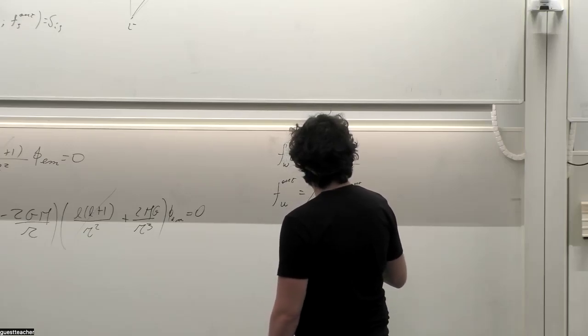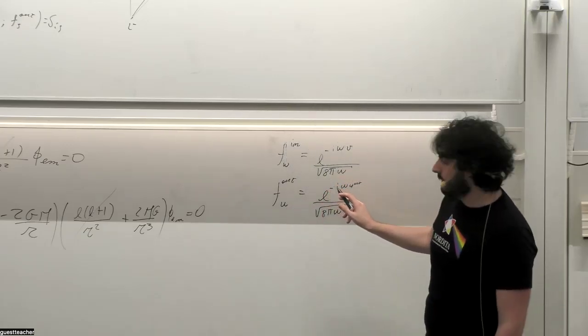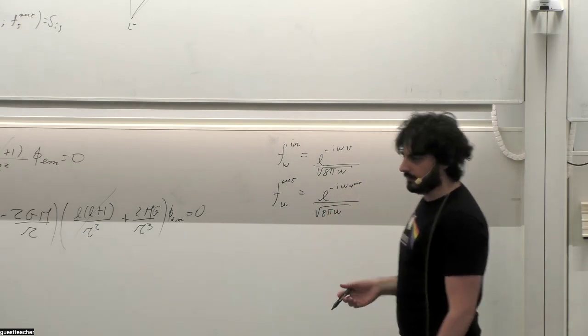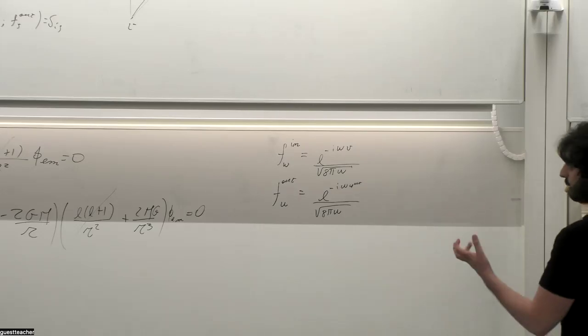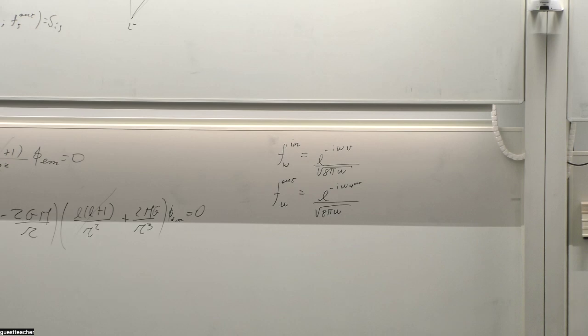8 could be wrong, but pi omega are correct. Even if 8 is wrong, it doesn't change anything, also because we're not going to perform the final integral exactly, so it doesn't matter. I'm just giving the result of the final integral. I'm not going to do the integration.